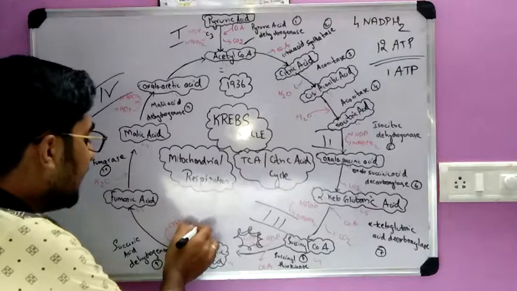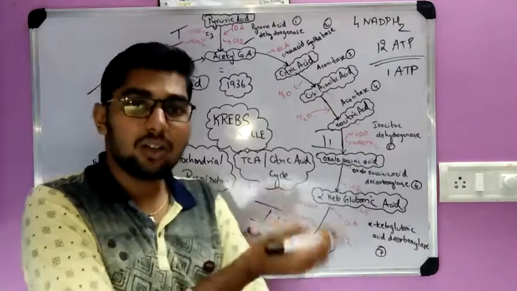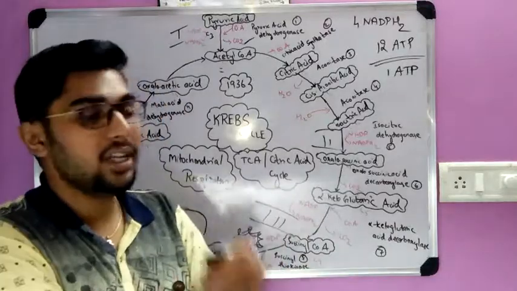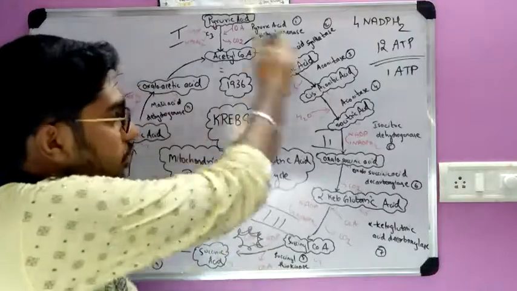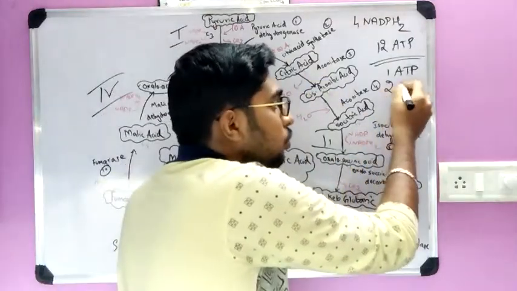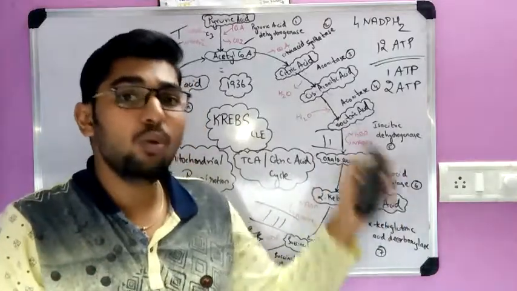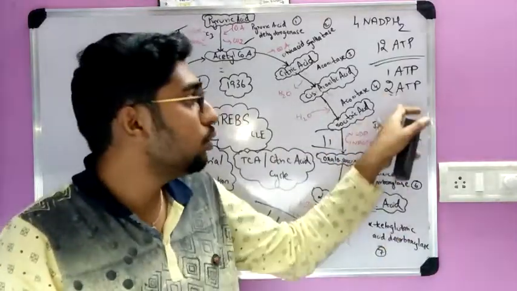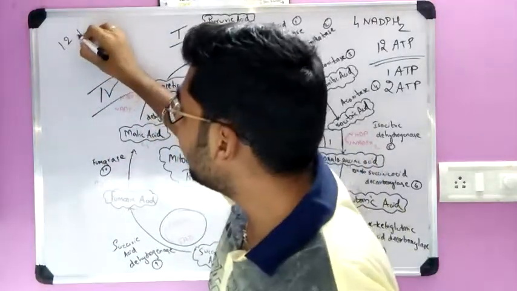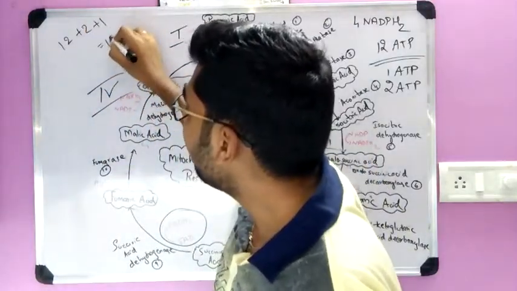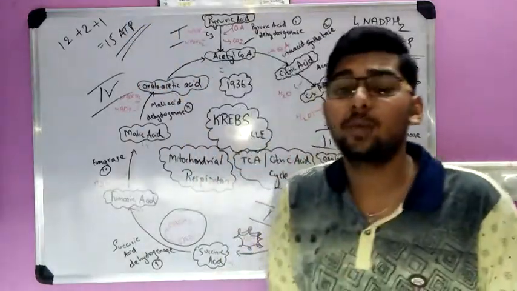Next is FADH2. This FADH2 also undergoes oxidative phosphorylation. 1 FADH2 gives 2 ATP. Only 1 FADH2 is produced in the entire cycle, so you get 2 ATP molecules. So 12 ATP from NADPH2, 1 ATP from GTP and 2 ATP from FADH2. If you see, 12 plus 2 plus 1, 15 ATP molecules are produced from one molecule of pyruvic acid.